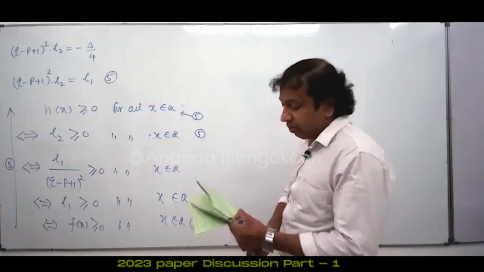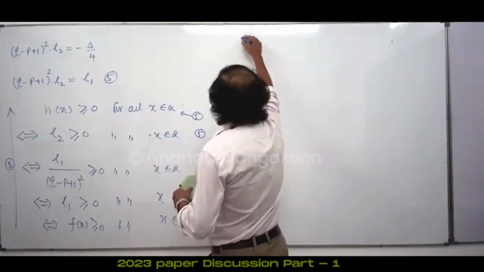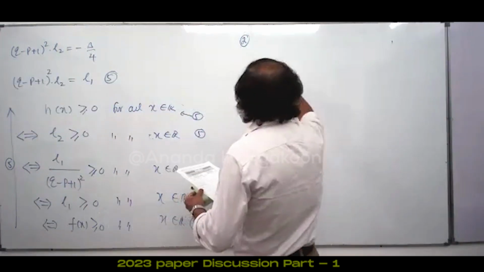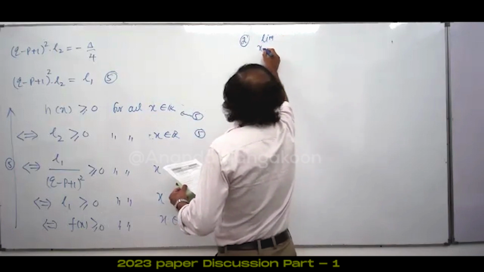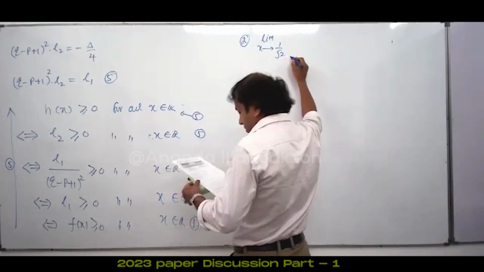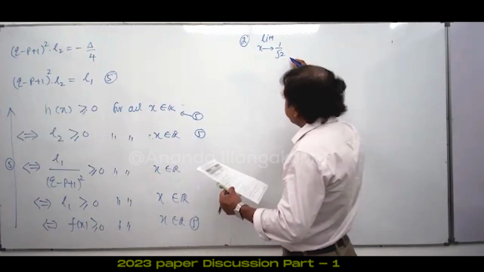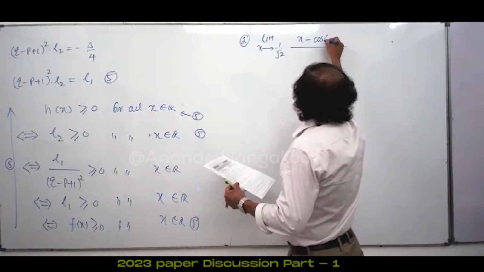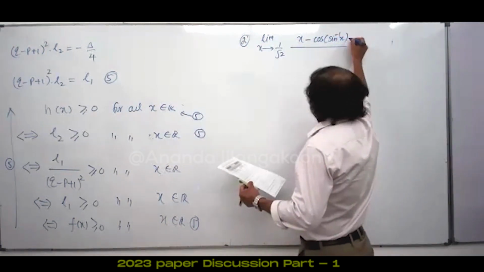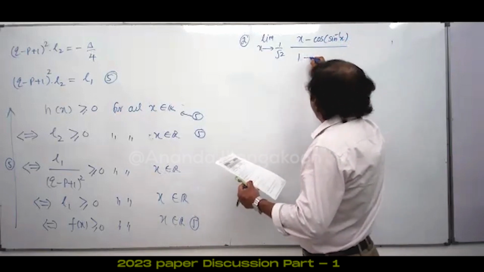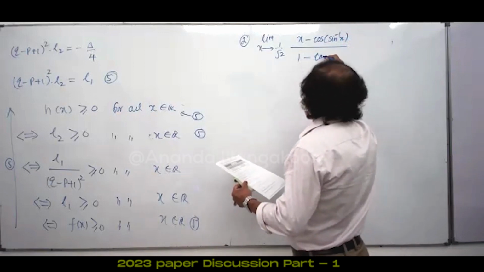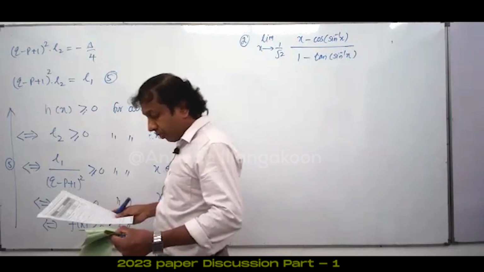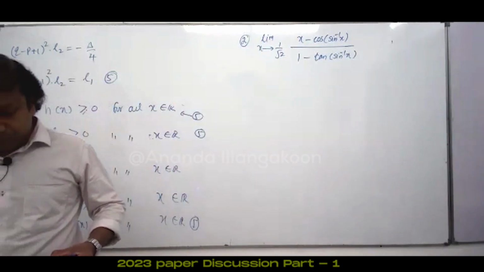That is the second question, part 1. Limit x approaches 1 over root 2 of x minus cos sine inverse x, divided by 1 minus tan sine inverse x. The answer of this we have to prove is minus 1 over root 2. Right.